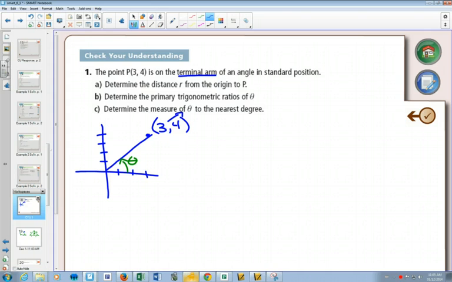Now, if you have a point on a terminal arm, you can always make a triangle. Can you see that if I draw down from here and then over, that would make a right angle triangle? And what do we know about that right angle triangle? What lengths do we know? 4 and 3, right? Because it's going up 4, so we know that length is 4. It's going over 3, so we know that length is 3.